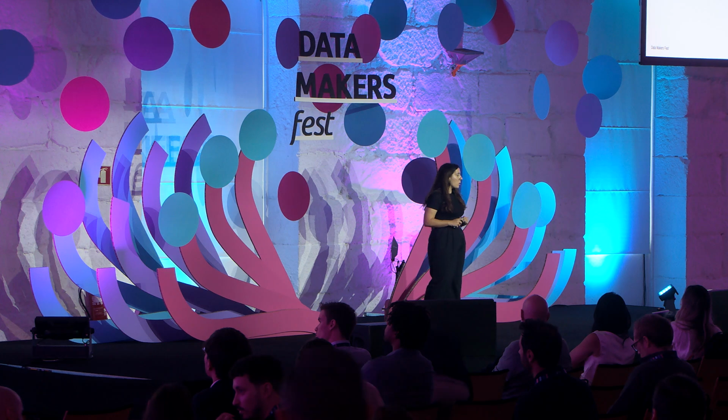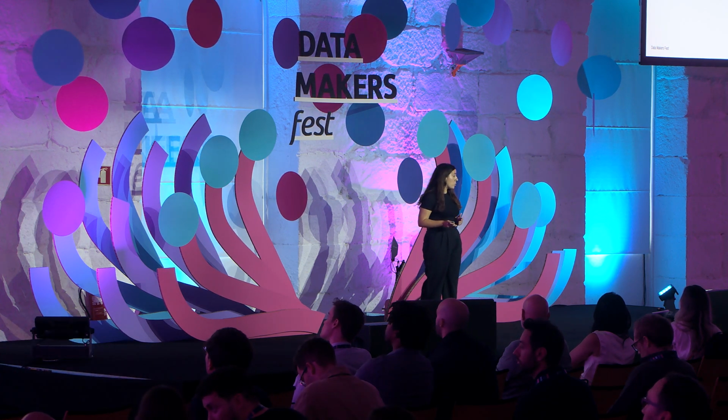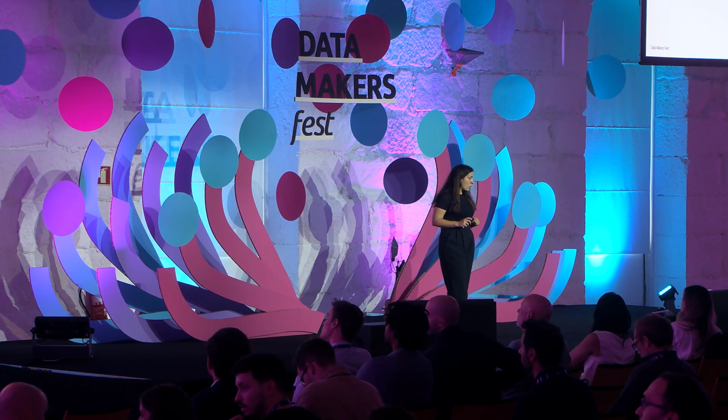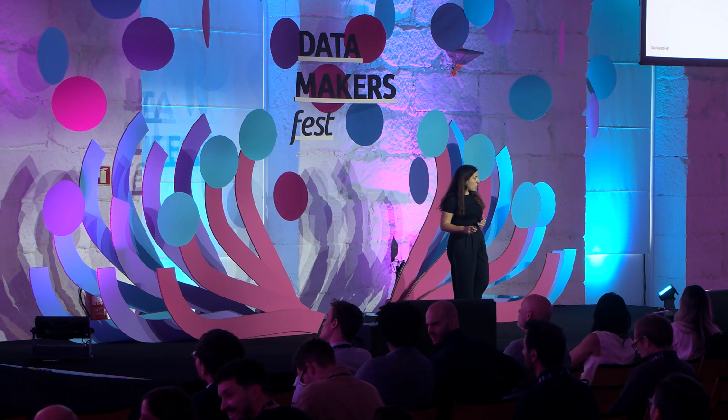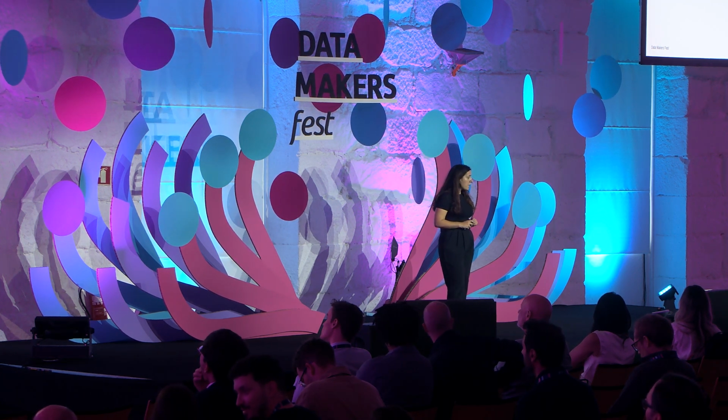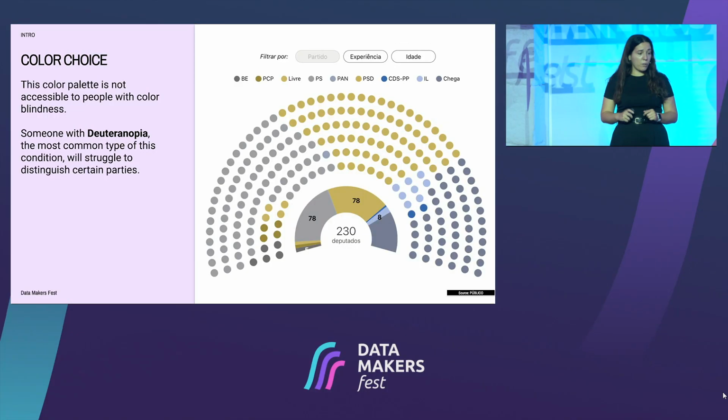Someone with deuteranopia, for example, which is a very common condition for color blindness, will struggle to distinguish between certain parties. Of course, you can say that people with a good understanding of the Portuguese parliamentary system will understand the differences, but this is how a visualization for someone with deuteranopia would look. Maybe if you have deuteranopia, you didn't see a change or you saw a slight change, but if you have regular vision, you did see that the visualization became much more difficult to distinguish.